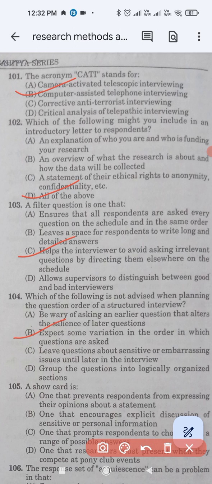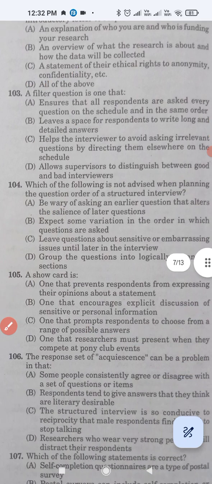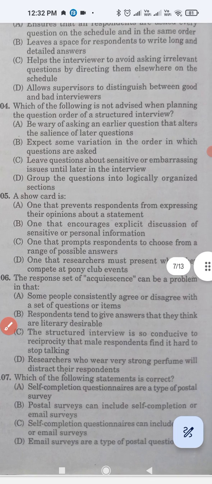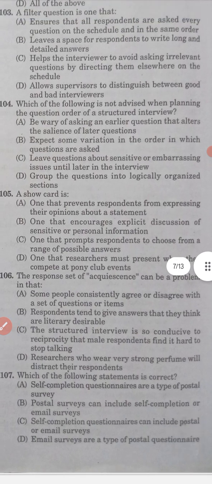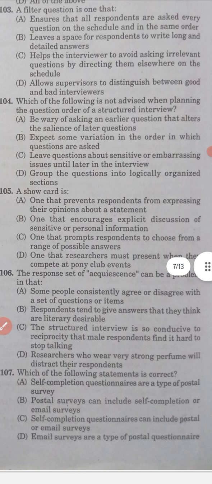Now question number 105. A show card is.